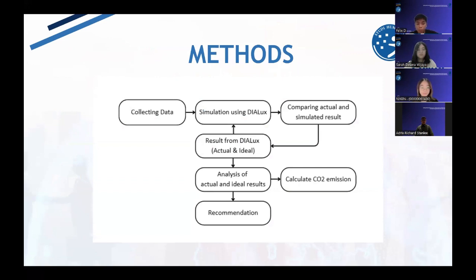Here are the methods that we use for this research. The first one is collecting data. We collected data regarding the site plan of the library, and also data regarding energy consumption, the lighting system specifications, the occupants, and their operational hours. After the data is collected, we begin our simulation using DIALux for both conditions. The first is the actual current condition, and the second is the ideal condition. After both simulations are done, we begin our analysis, in which we calculate the carbon dioxide emission, and also include our recommendation in the form of the ideal condition simulation.